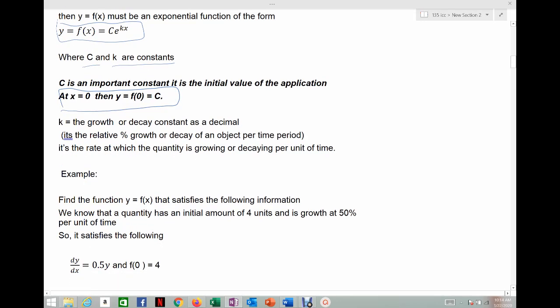And then the k is very important. Some applications will be given k. Some applications will have to solve for k. This is what we call the growth or decay constant. It's the relative percent growth over a time period. It's the rate at which a quantity is growing or decaying, and the time has to be consistent. So over the same time period they're losing the same percentage or gaining the same percentage. Every year they're gaining 13%, or every day they're losing 2%. So it's consistent.